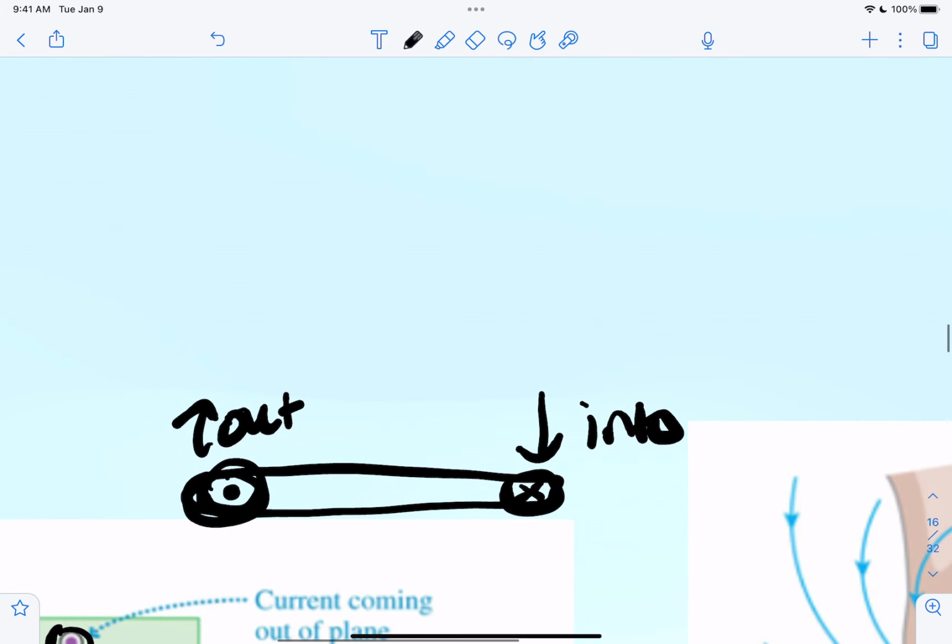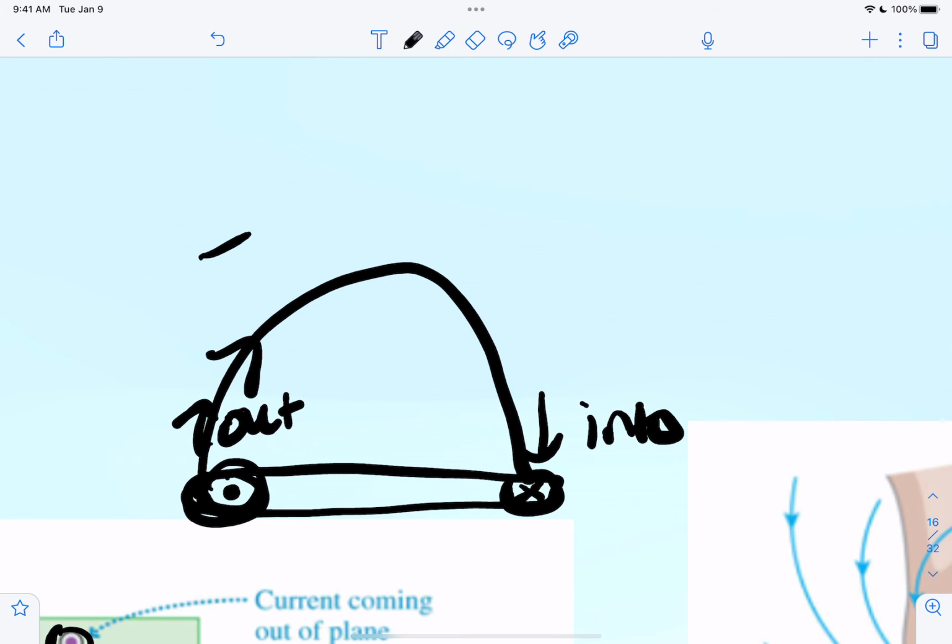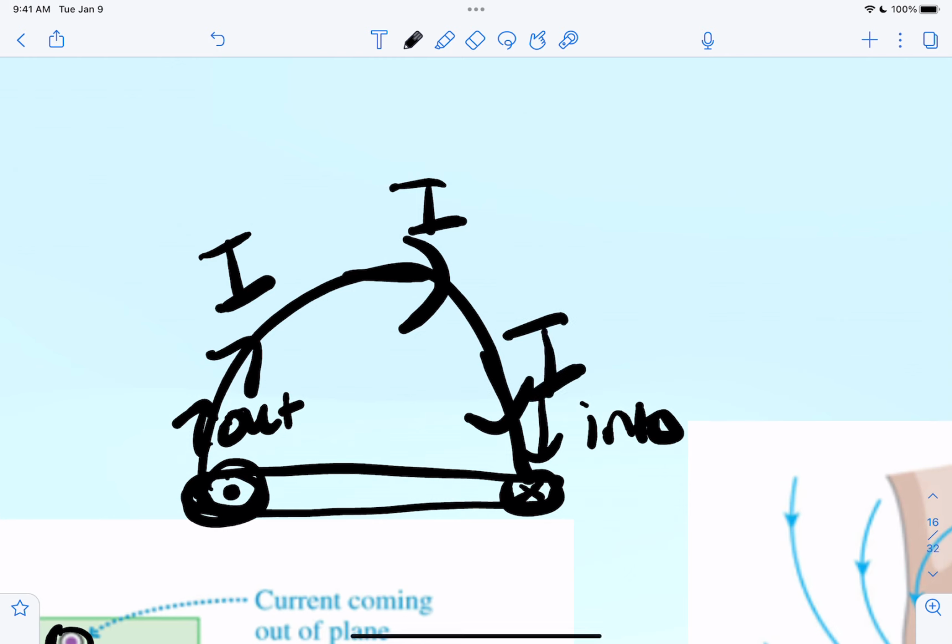So if you were to think about this, okay, here's a circular loop. If this is out of the page, that means the current is pointing upwards like this, and then into the page this way, right? So in a sense, this is kind of like saying that your current is going clockwise almost, right?